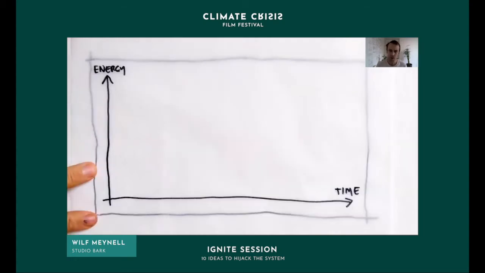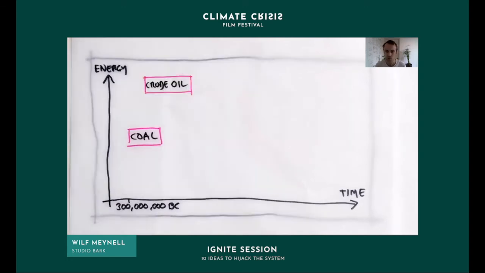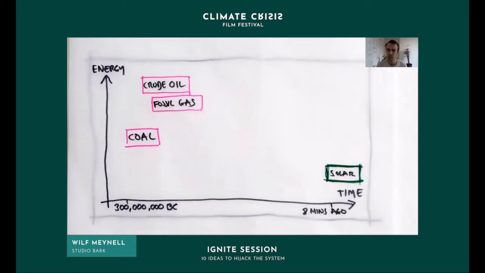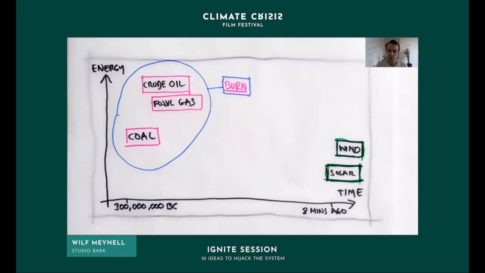300 million years ago, there was a nice fossil called coal. Others, called crude oil and fossil gas, arrived more recently. But fast forward ahead to 8 minutes ago, the sun gave us solar PV, and more recently than that, the wind. The problem with fossil fuels, aside from them being ancient and irreplaceable, is that they must be burnt to produce energy, resulting in CO2.